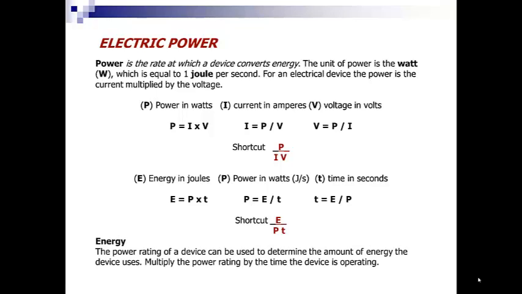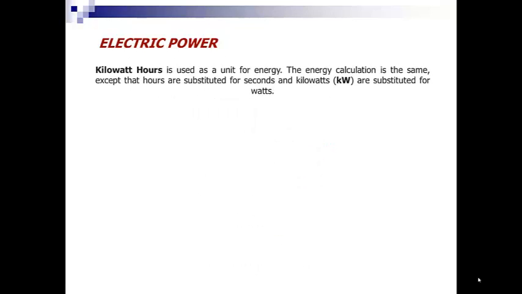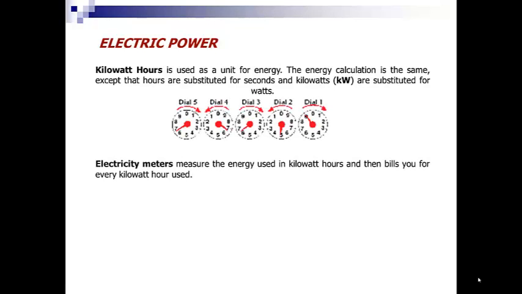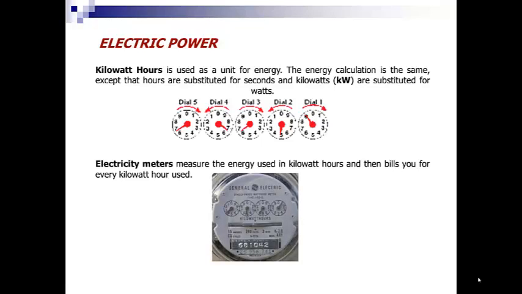Energy. The power rating of a device can be used to determine the amount of energy the device uses. Multiply the power rating by the time the device is operating. Kilowatt hours are used as a unit for energy. The energy calculation is the same, except that hours are substituted for seconds and kilowatt hours are substituted for watts. Electricity meters measure the energy used in kilowatt hours, then bill you for every kilowatt hour used. So here's an example of an electric meter.